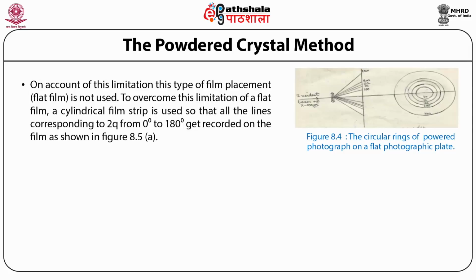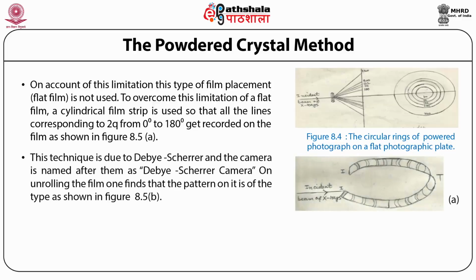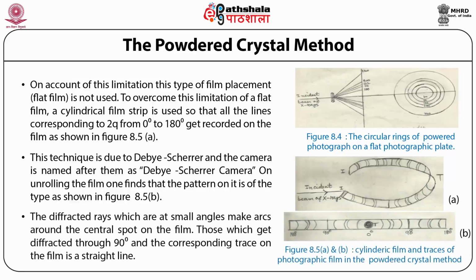To overcome this limitation of a flat film, a cylindrical film strip is used so that all the lines corresponding to 2 theta from 0 degrees to 180 degrees get recorded on the film, as shown in figure 8.5a. This technique is due to Debye and Scherrer, and the camera is named after them as the Debye-Scherrer camera. On unrolling the film, one finds that the pattern on it is of the type shown in figure 8.5b. The diffracted rays which are at small angles make arcs around the central spot on the film. Those which get diffracted through 90 degrees leave a corresponding trace on the film that is a straight line.